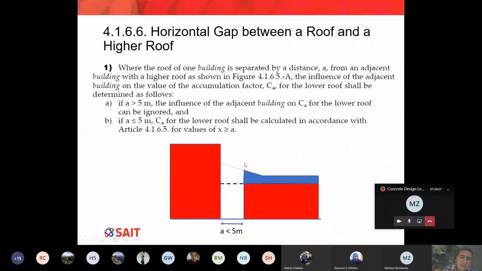Guys, do you see my cursor now? Do you see my cursor now? Yes, we can see it. Perfect.